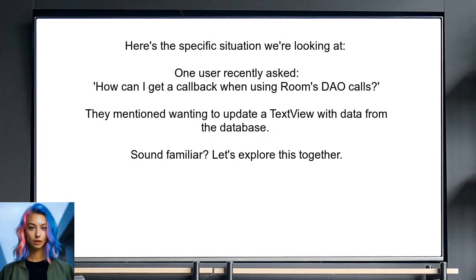Here's the specific situation we're looking at. One user recently asked, how can I get a callback when using Room's DAO calls, since they are asynchronous? They mentioned wanting to update a text view with data from the database, but were unsure how to do it correctly. Sound familiar? Let's explore this together.